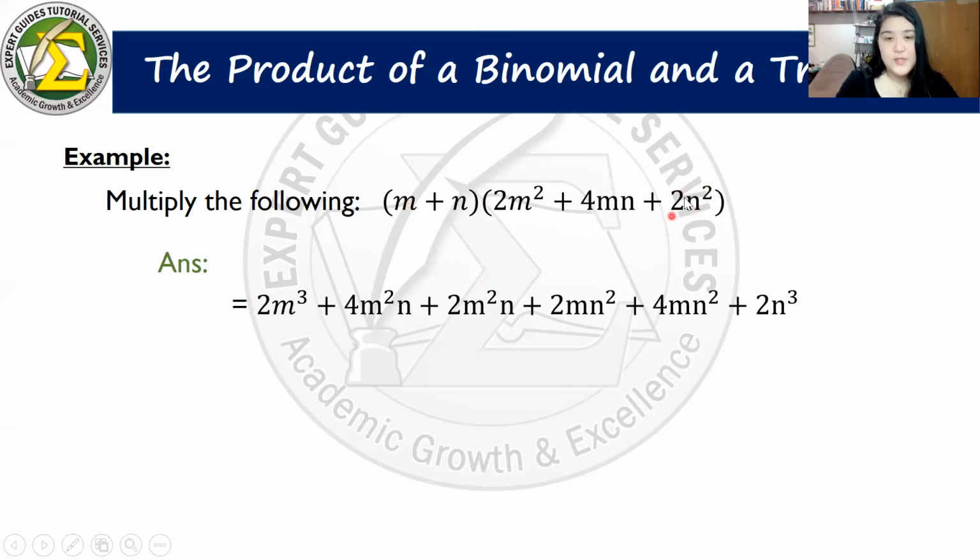Then we're going to multiply to the last term. Therefore, meron tayong 2mn squared. And then do the same for this one. So kalat mo lang din dito. So n times 2m squared, we have 2m squared n. And then the last one, n times 4mn is equal to 4mn squared. And then this one is equal to 2 times n cubed. So therefore, we can simplify this expression as 2m cubed plus 6m squared n plus 6mn squared plus 2n cubed.